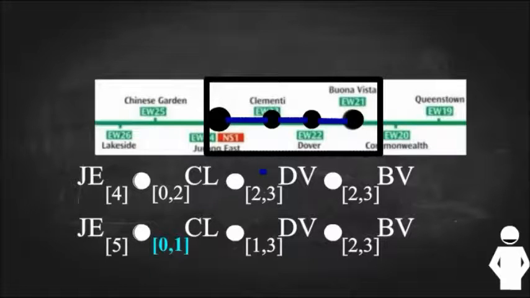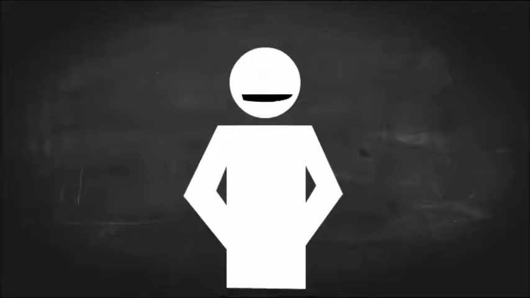Both trains will meet at Clementi. The second train took only 1 minute. This is not allowed as Clementi only has 1 track. CARDME helps us to identify this constraint.